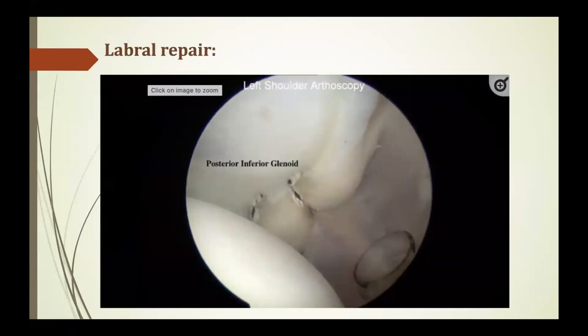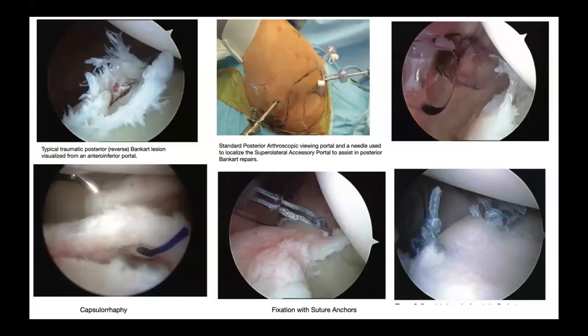Coming to labrum repair, this is for a bony Bankart or posterior reverse Bankart lesion. It involves repairing the posterior labrum inferiorly, and it helps prevent subluxation of the shoulder joint. In the first image, you can see there is a tear in the posterior glenoid labrum. Through the standard portal, arthroscopically, we identify the labrum and the capsule, and the posterior labrum is taken and sutured along the glenoid cavity to prevent further dislocation of the shoulder joint. In this, fixation of the suture anchor with the labrum in the glenoid cavity is seen.